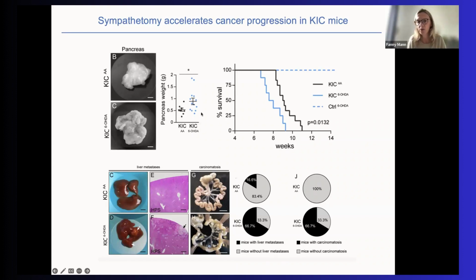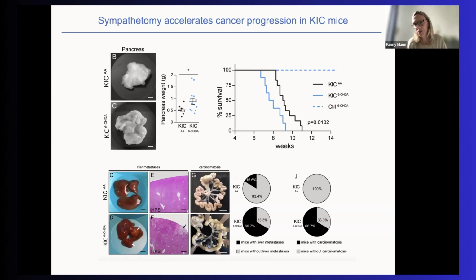accelerated tumor growth. It also induced the spreading of the tumors to the liver and to the peritoneal cavity. And that was very striking because the KIC model usually does not lead to metastatic disease. And we also observe a decrease in the overall survival of the KIC mice after sympathectomy. So again, these data support the idea that the sympathetic nervous system might have an antitumorigenic effect at early stage of pancreatic cancer development and progression.